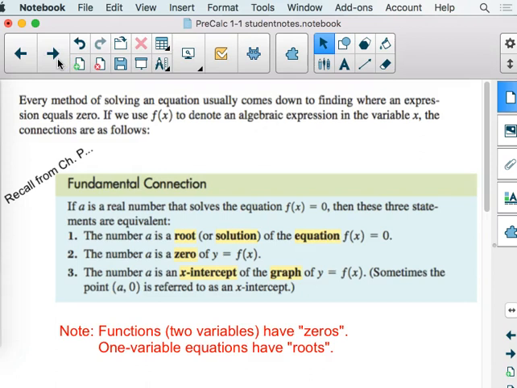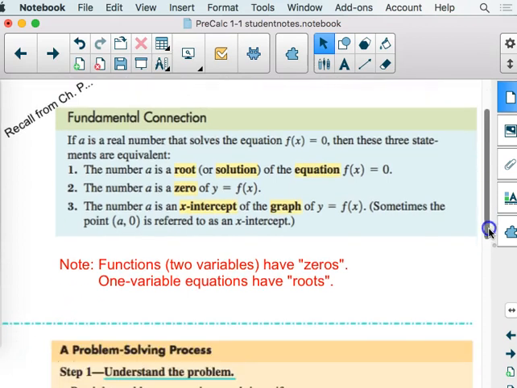Every method of solving an equation usually comes down to finding where an expression equals zero. So we try factoring, and factoring doesn't work. It depends on, is it a quadratic? Because if it's a quadratic, we should complete the square. But if it's a cubic or a quartic, we're probably going to have to graph it. So if we use f of x to denote an algebraic expression in the variable x, then here are our connections. Well, we've already talked about how the zeros are also called the solutions. Because we've been completing the square, hopefully we can see the connection to being called a root.